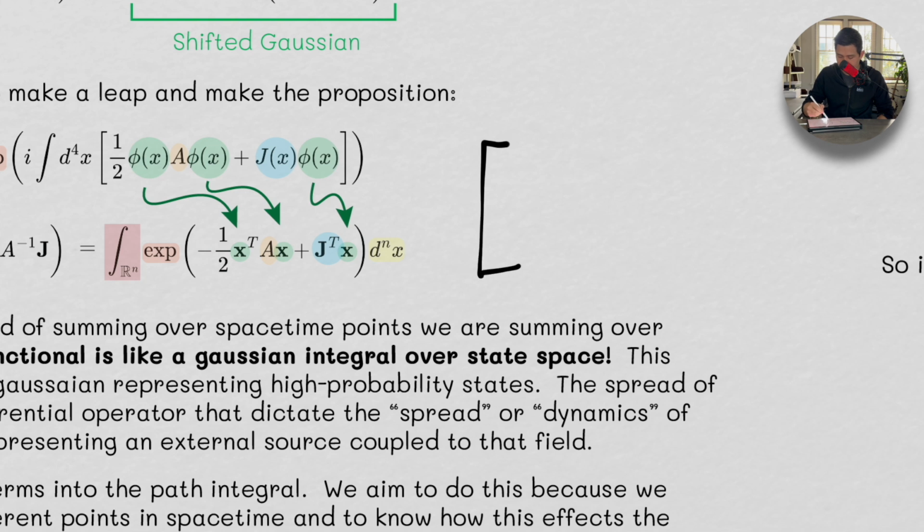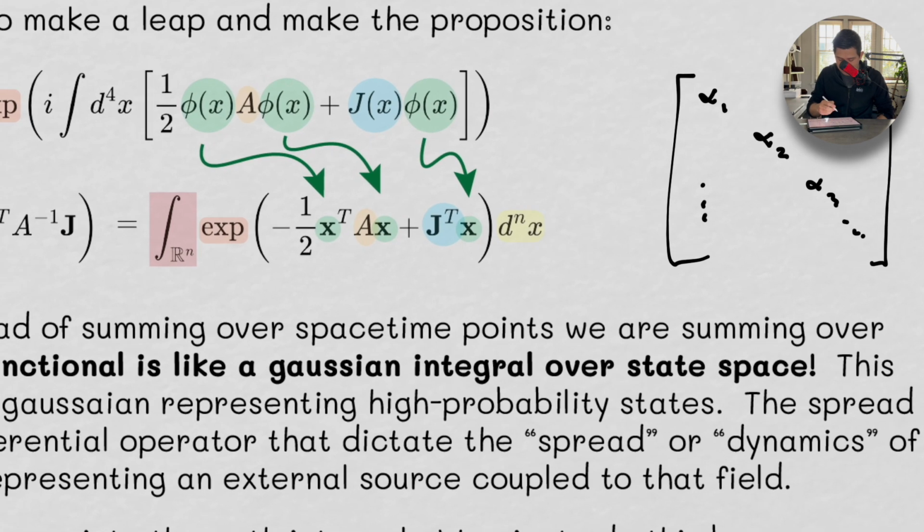So A, the thickness of my pen, change that to 1, much better. We're going to have A sub 1, A sub 2, A sub 3, and so forth. So A is a diagonalizable matrix.